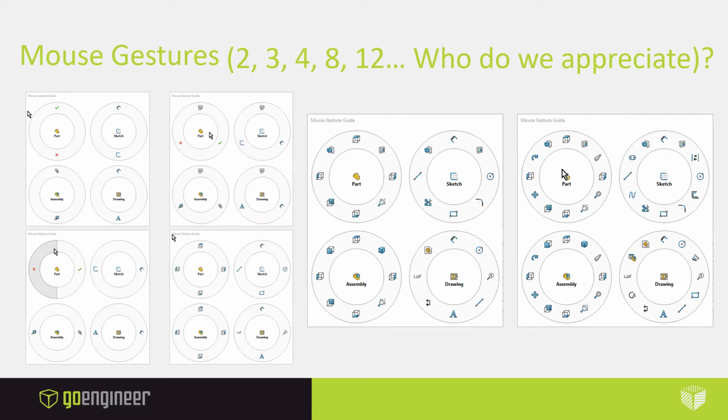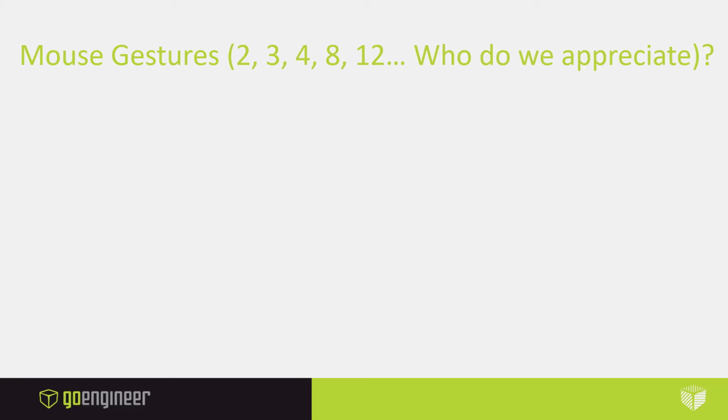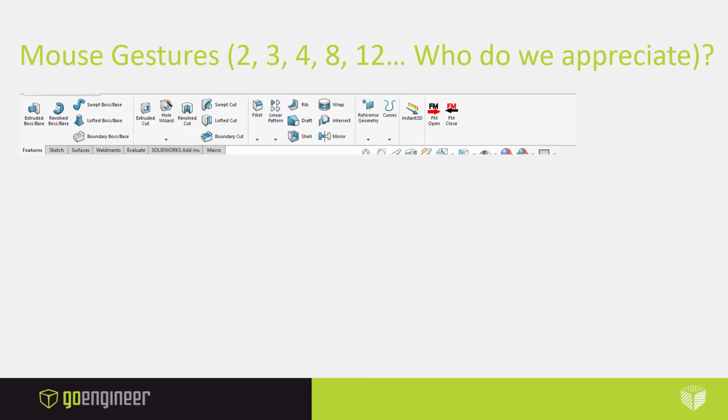You'll notice that we have a circle for our part, one for our sketch, one for our assemblies, and also for our drawings. So how do we customize them? You simply go to any toolbar on your screen. You do have to have a part, assembly, or drawing open in order to do this. But inside of any toolbar, you simply do a right mouse button. You're going to go to the customize button.